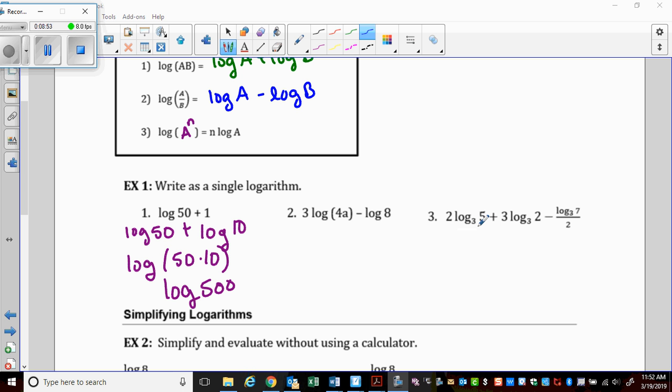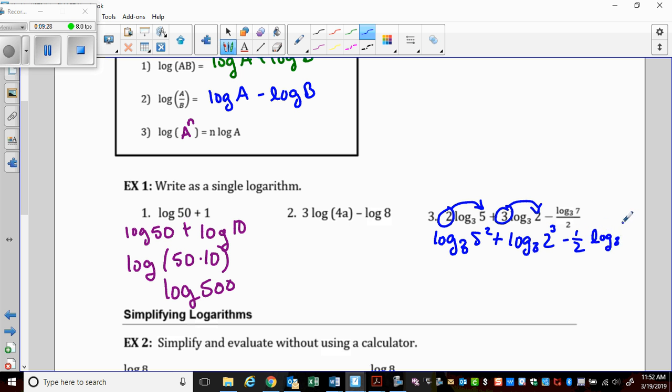So first we need to check that these all have the same base. I'm going to try this one because it looks really complicated. This is log base 3, log base 3, log base 3. So this will work. We can actually combine them. Remember, the 2 becomes an exponent. So this is log base 3 of 5 squared plus this 3 becomes an exponent. So this is going to be log base 3 of 2 cubed minus, I'm just going to bring this 1/2 out in front, and then log base 3 of 7.